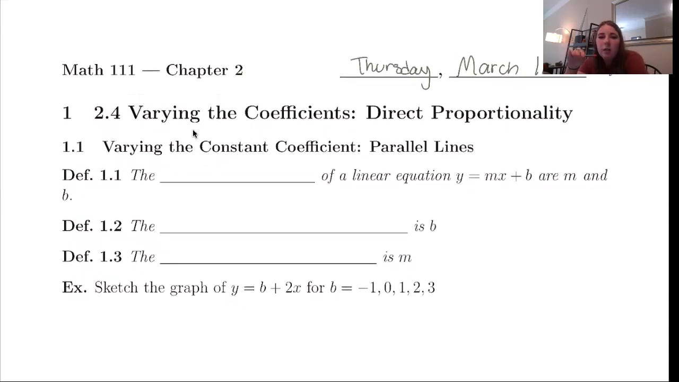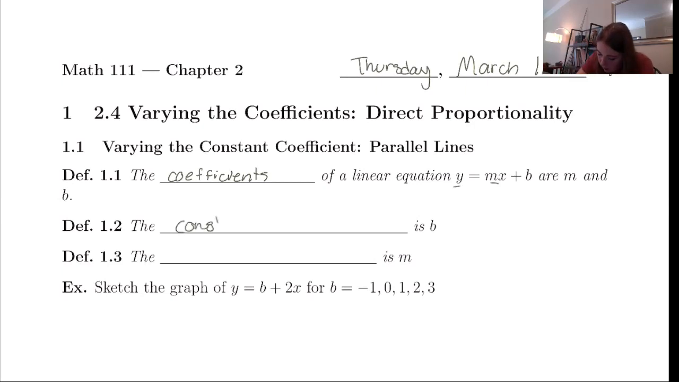So now we're going to talk about varying the coefficients. So varying slope, varying the intercept, and things like that, and what that causes. All right. So, right, the coefficients, you guys have heard me say this word before, of the linear equation y equals mx plus b are m and b. Right? Because x and y are variables. So everything else, coefficients.